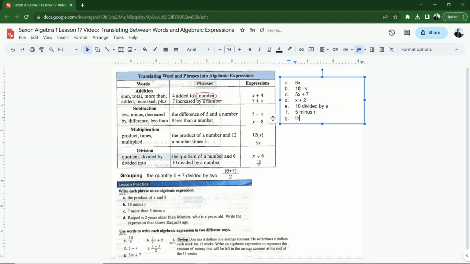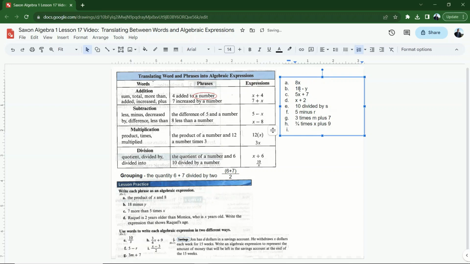All right, letter G. 3 times m plus 7. I could also say 7 more than 3 times m. Letter H is 3/4 times x plus 9. Now, in this one, how do I know that x plus 9 isn't grouped? Because I don't say 3/4 times the quantity x plus 9. I just say 3/4 times x plus 9. When it's written this way, I have to do things in order of operations order. So 3/4 times x comes first because it's a multiplication, and then plus 9 comes second.